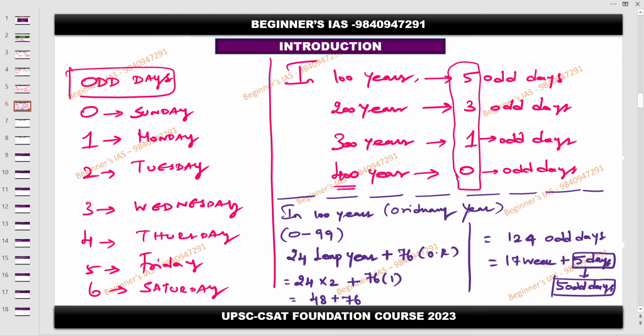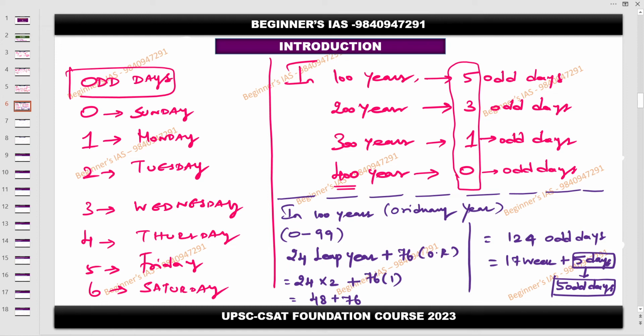No, sir. Where are you not understanding? Please tell me clearly. Sir, how does the 24 leap years come? Sir, listen carefully. There are 100 years, 0 to 99. How do you calculate leap years? Whenever a year is divisible by 4, it is a leap year. 4, 8, 12, 16, 20, 24, 28, 32, 36, 40, 44, 48, 52, 56, 60, 64, 68, 72, 76, 80, 84, 88, 92, 96. Understood? Yes, sir. So, yes, 24 are there.